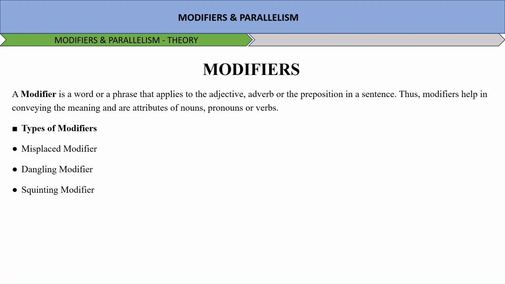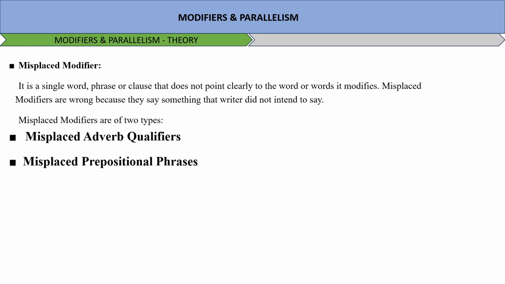How many types of modifiers do we have? There are three types of modifiers: misplaced, dangling, squinting. Now, what are misplaced modifiers? It is a single word, phrase or clause that does not point clearly to the word or words it modifies. Misplaced modifiers are wrong because they say something that the writer did not intend to say. So this is a misplaced modifier. Now there are misplaced adverb qualifiers, and misplaced prepositional phrases also.